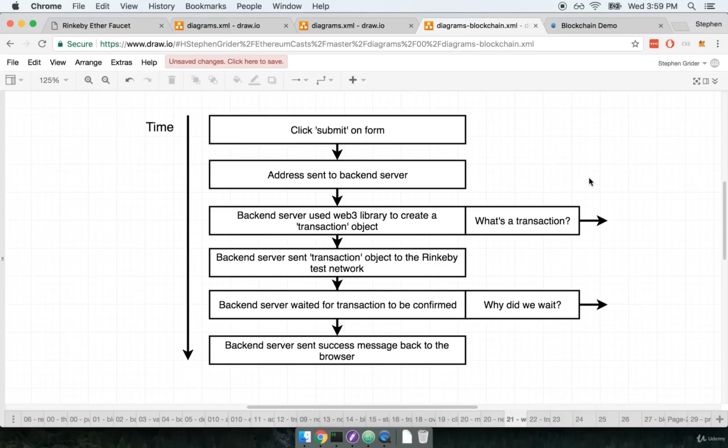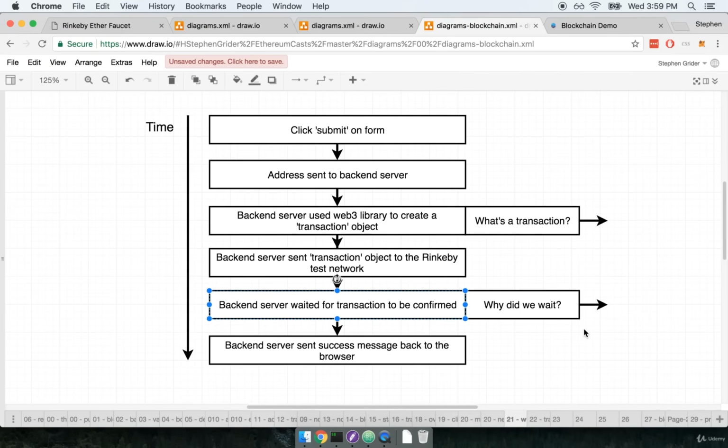We've now defined a transaction as being an object that describes the transfer of funds from one account to another. Back at our flow diagram here, we're right on this step, where we had said that we had used the Web3 library to create a transaction object. After that object is created, the same Web3 library is then used to send that transaction object to the Rinkeby test network. So the transaction goes out to the network, and then we wait for the transaction to be confirmed.